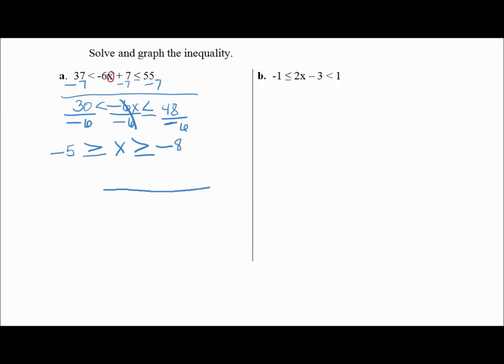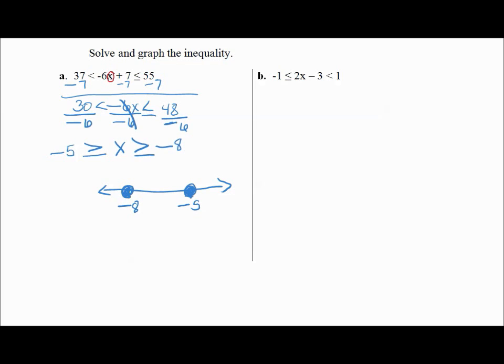When you drew the graph, you had negative 8 here, negative 5 here. Remember to put your numbers in order as they would appear on the number line. The numbers had to be shaded in because they are included in the solution.